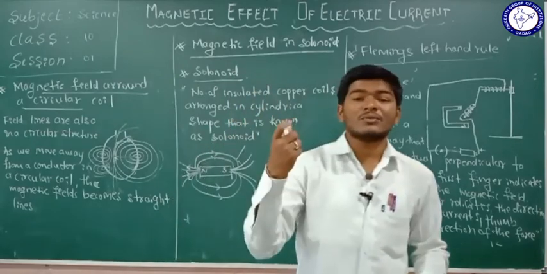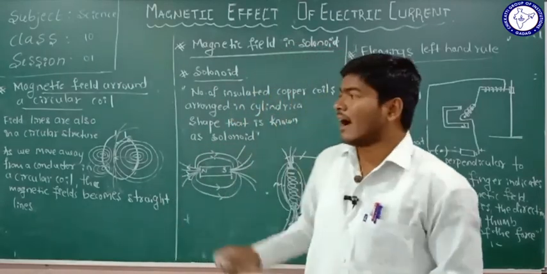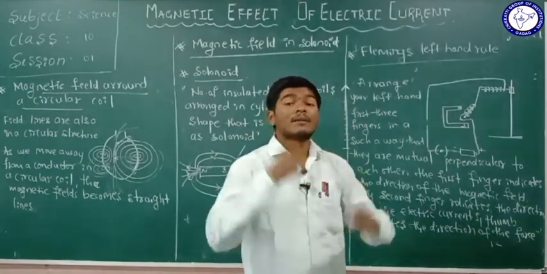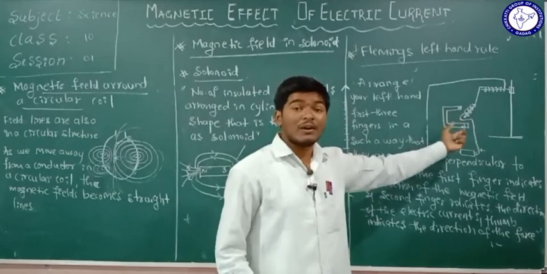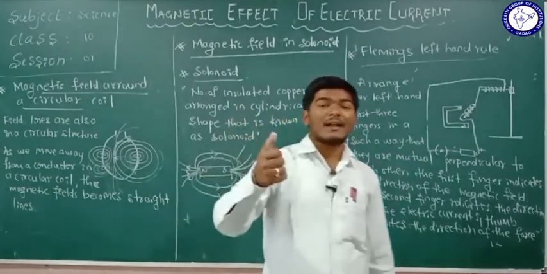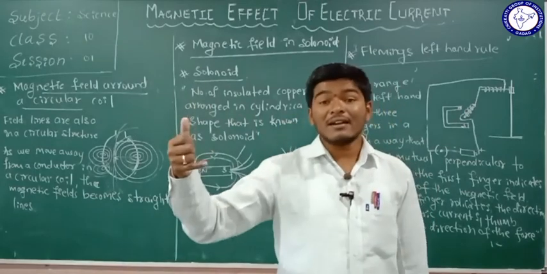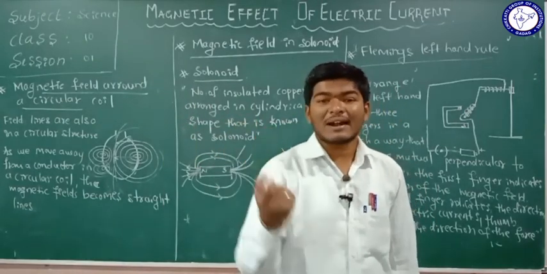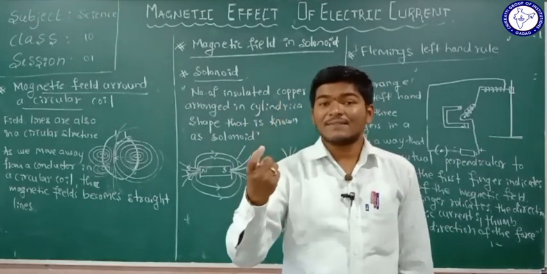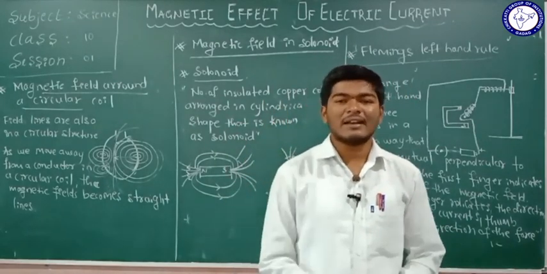In the next session we are going to continue with how the electric motor works, what the parts of the electric motor are, and how it is constructed and how it works. Also in the next session we are going to study Fleming's right hand rule, that is the generator rule, and what the factors of the right hand rule and of the electric generator are.